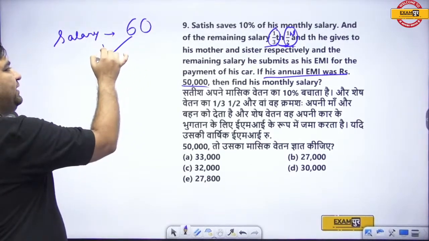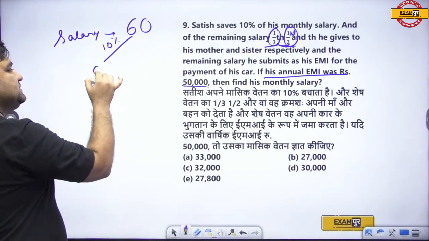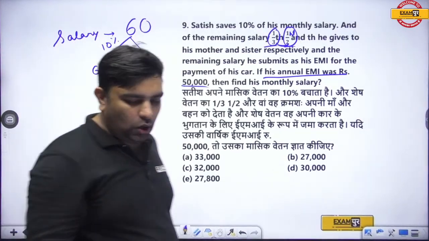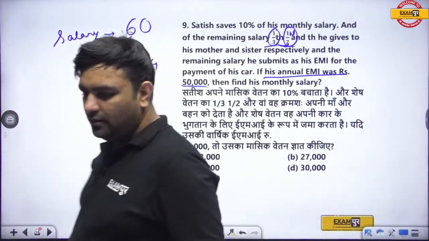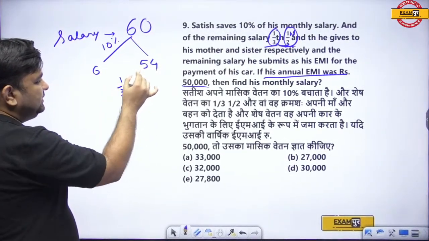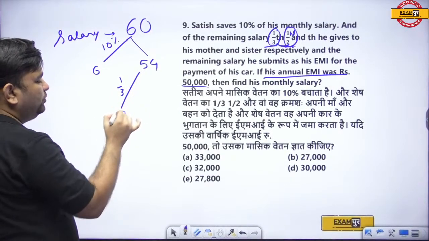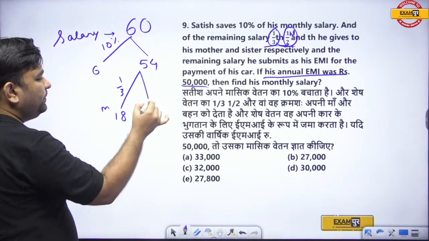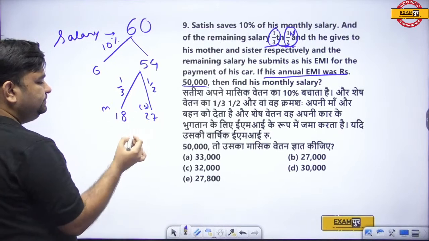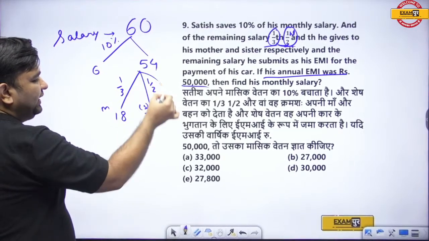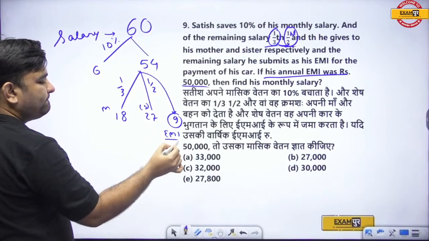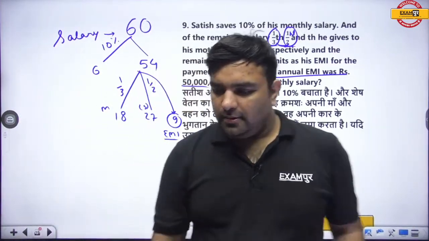He saved 10% of it. So 10% of 60 is 6. How much is remaining? 54 is remaining. 1 by 3 to mother: 1 by 3 of 54 is 18 to mother. 1 by 2, that is 27 to sister. That makes 45, so only 9 is remaining. 9 for EMI.